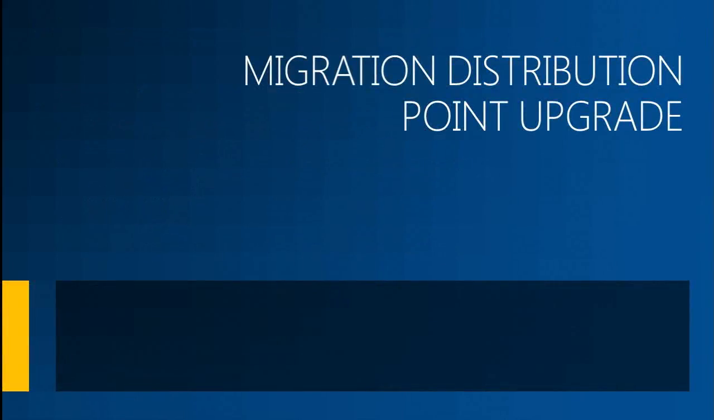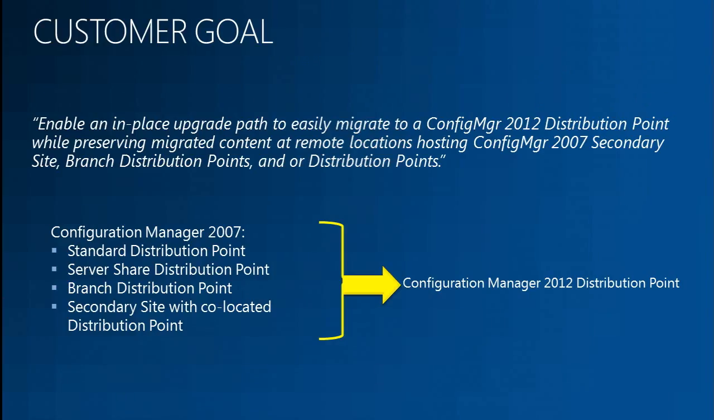To do a migration distribution point upgrade, you first have to enable shared distribution points. The great thing about the upgrade is that we can convert the migrated content that's already there, so you don't have to re-migrate it. What we really wanted to provide was an in-place upgrade path. You've heard all week that we have no in-place upgrade, but that's only for site servers. If you have a distribution point, you can do an in-place upgrade. We're going to get you from a 2007 distribution point, and it doesn't matter if it's a server share DP, a branch DP, or a distribution point co-located on a secondary site.